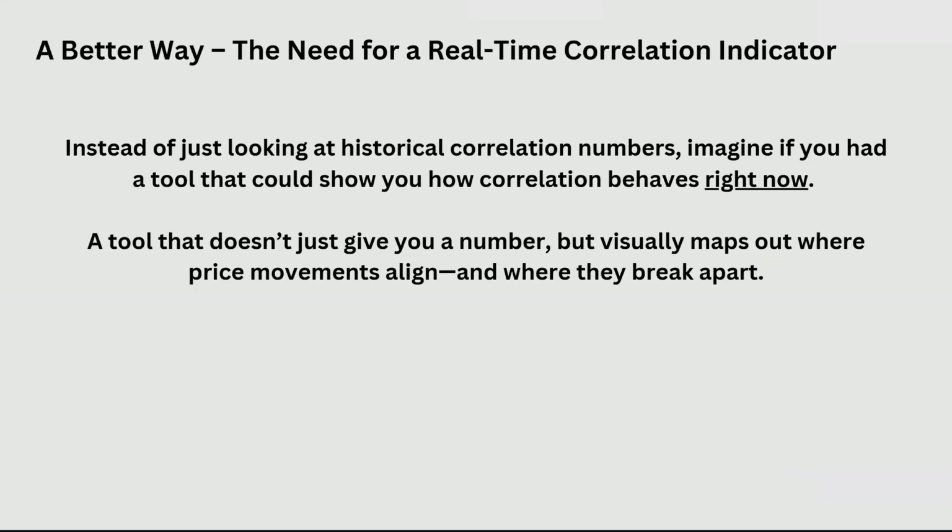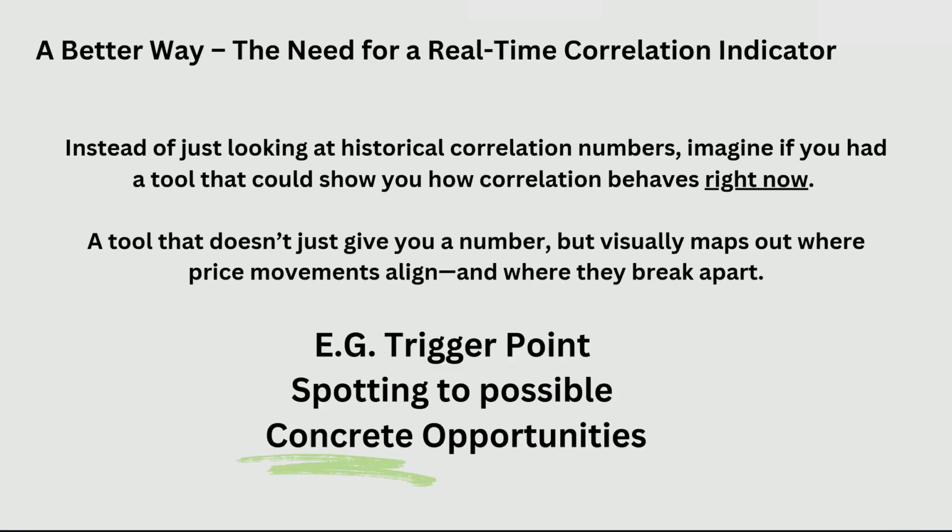So where my approach differs, instead of just looking at historical correlation numbers, imagine if you had a tool that could show you how correlation behaves right now. A tool that doesn't just give you a number, but visually maps out where price movements align and when and where they break apart, pointing to concrete opportunities.